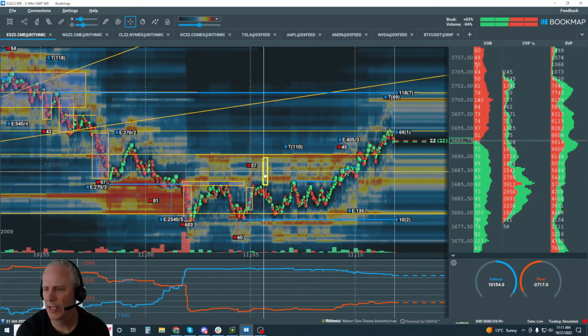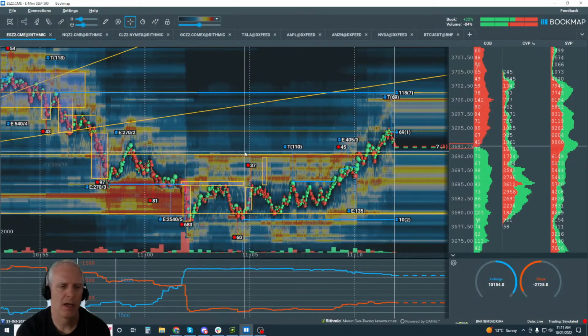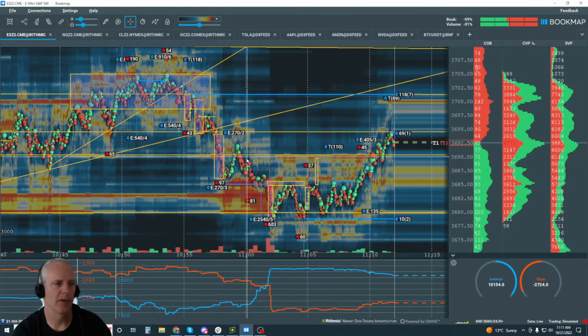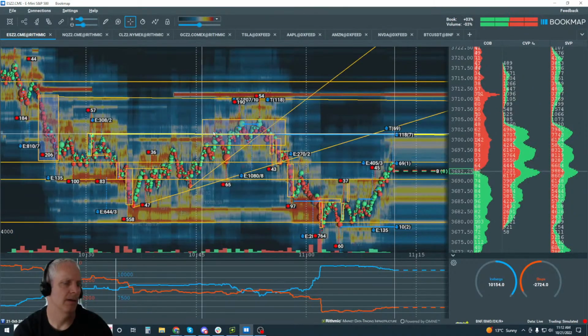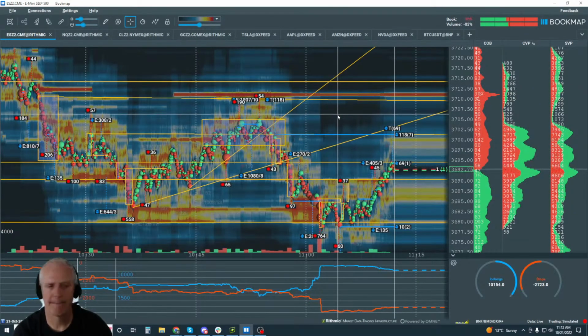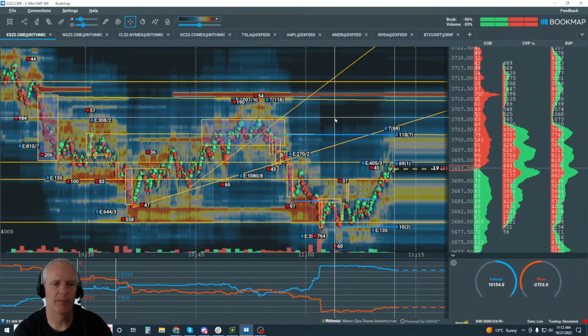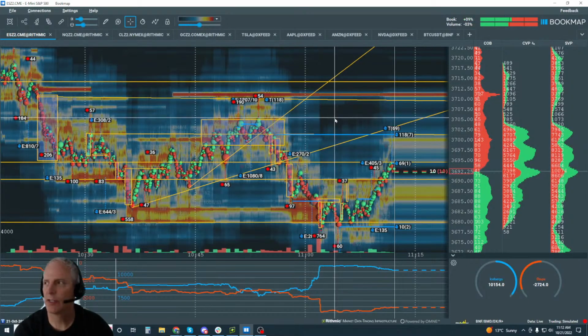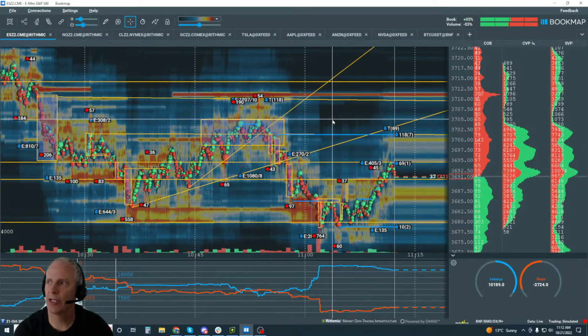POC moved up. Okay, Joe, thank you. Again, POC, technical term. Guys, what does it mean? It just means the most traded level. There's all sorts of things. You look up POC and strategies and whatever, or VWAP and strategies.